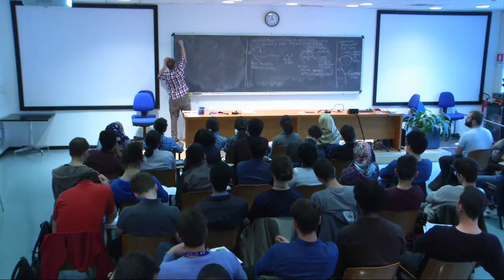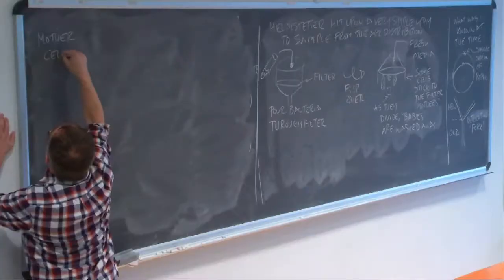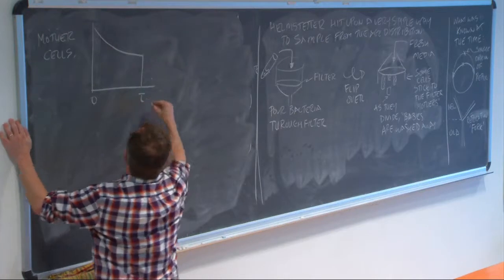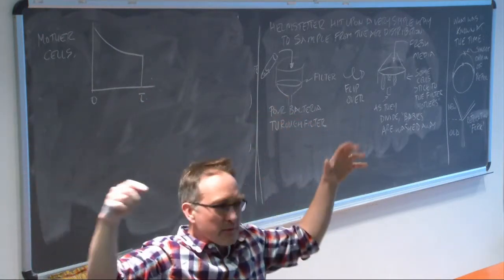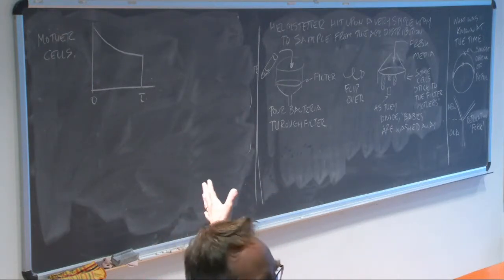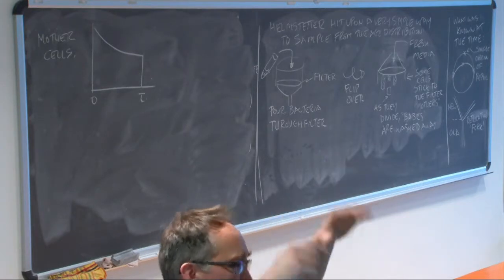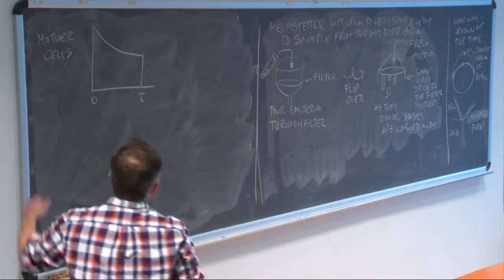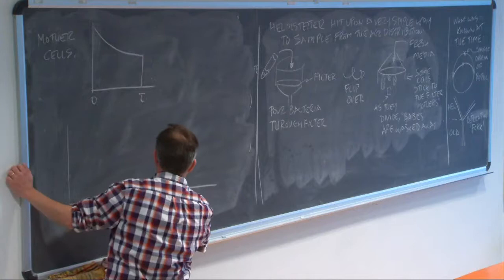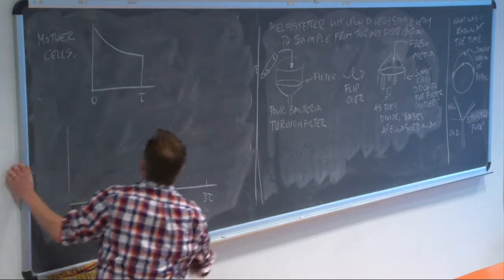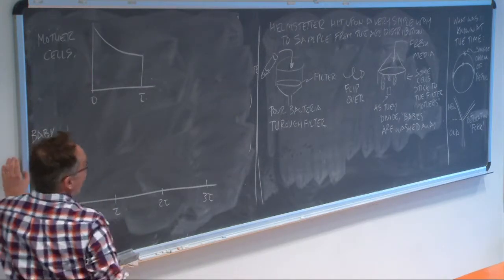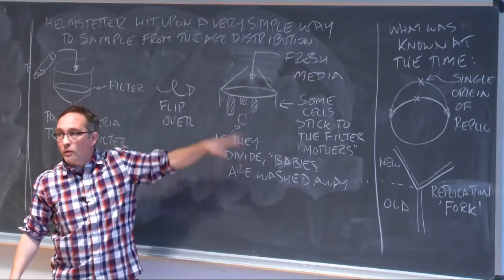is that with the mothers, when they get stuck to the filter, it's just, you know, a billion cells that follow this distribution. So this is, in some sense, the number distribution of ages in the cells that get stuck to the filter paper. And so then as time goes on, so here's tau, here's 2 tau, here's 3 tau, this is the babies, baby cells. And I'm going to call this flow the effluent.